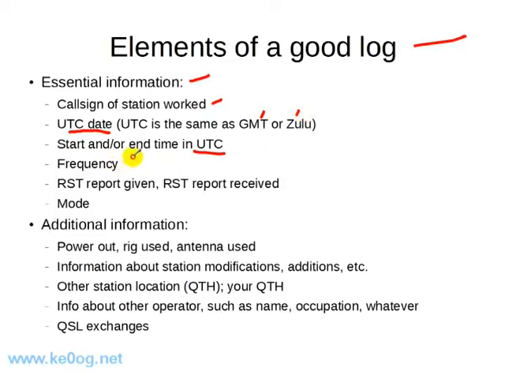Of course, the frequency or band, your signal reports, the mode. You can add additional information of any kind that you want. Your power out, the rig you used, the antenna you used. You can also put into your log, these aren't contacts of course, but information about station modifications, additions, and so on. The other station's location, your location, whatever you want to record about the other operators, such as name, occupation, and whether or not you've exchanged QSL cards.